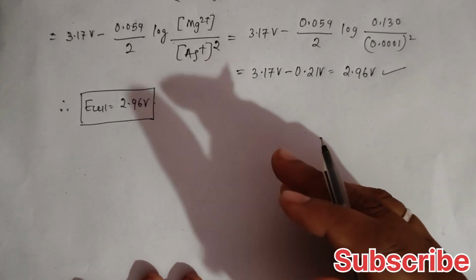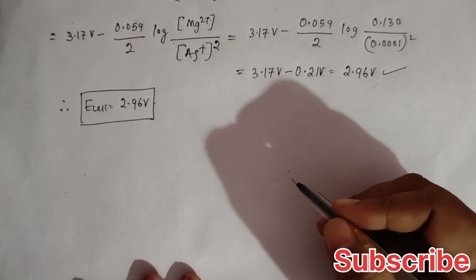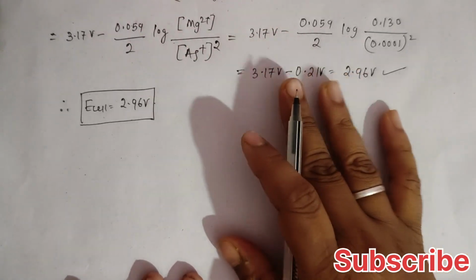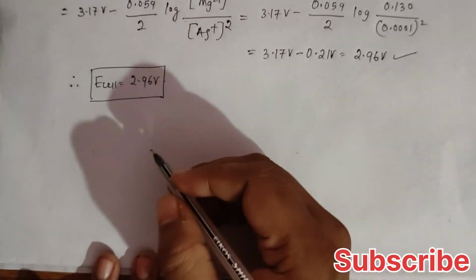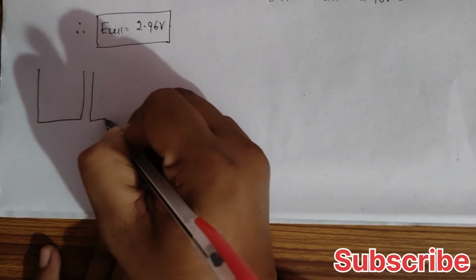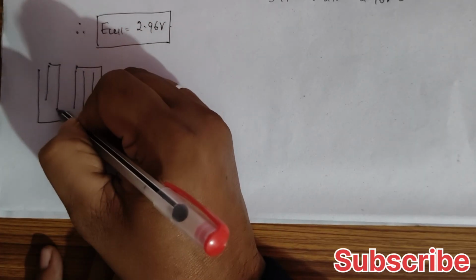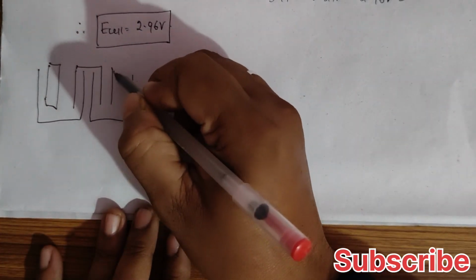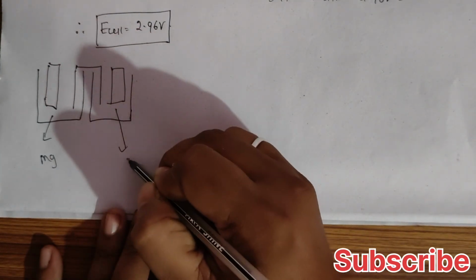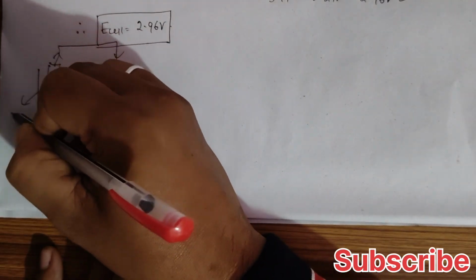But how can we calculate the equilibrium constant from the Nernst equation? For the calculation of the equilibrium constant, we first have to understand the process. Let us take the galvanic cell first. As we all know, this is our galvanic cell, like this. We already covered this in our previous video. This is anode and this is cathode. Here the anode is the magnesium electrode and the cathode is silver. Electrons come from anode to cathode.